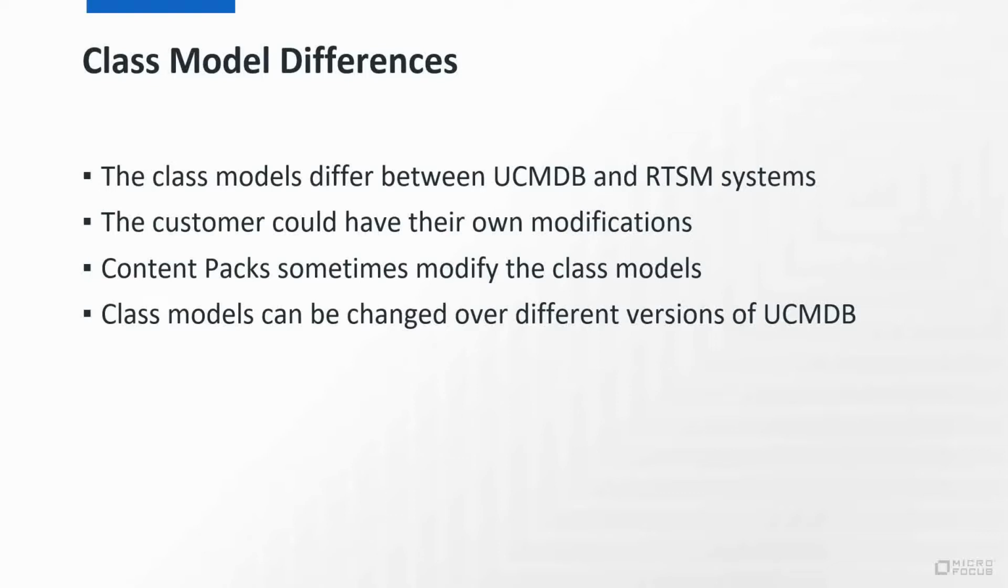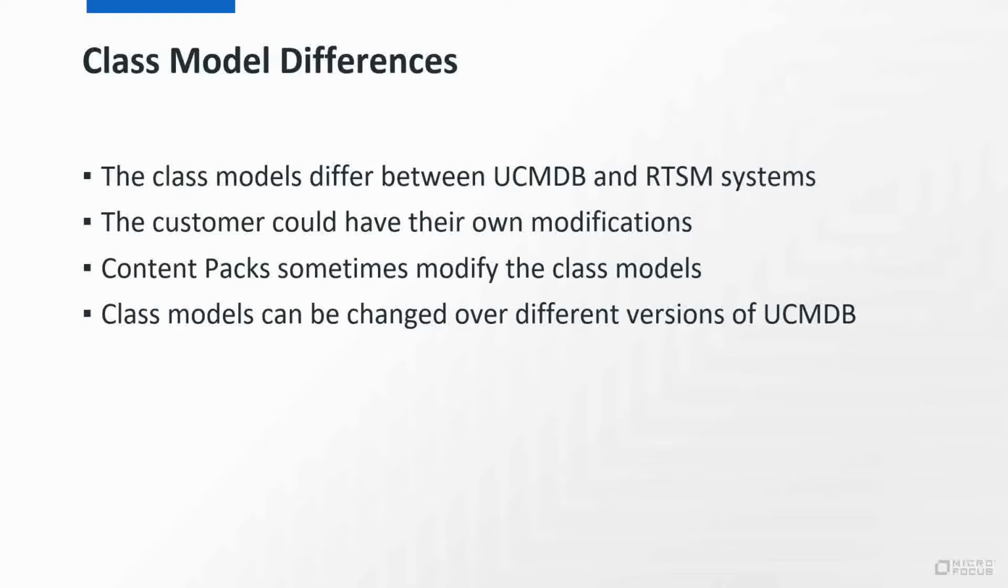Class models differ between UCMDB and RTSM systems. In fact, they're quite a bit different. There are quite a few CIs that exist in RTSM that do not exist in UCMDB. Plus, customers may have created their own modifications, their own custom classes, their own attributes. And if specific content packs have been installed, for example, on one system and not on another system, that can also cause changes in the class model.